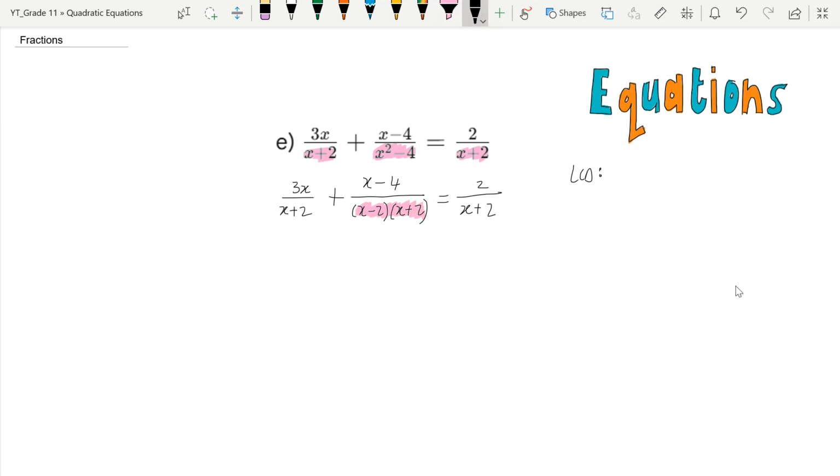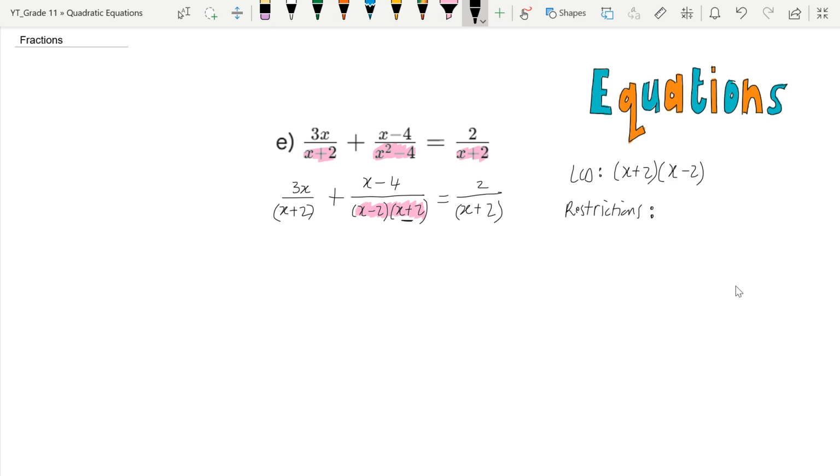Perfect. Now what is our LCD? Our LCD is x plus 2. That's what we've got over there. That's also over there. And then it will be x minus 2. There's our LCD. What are our restrictions?